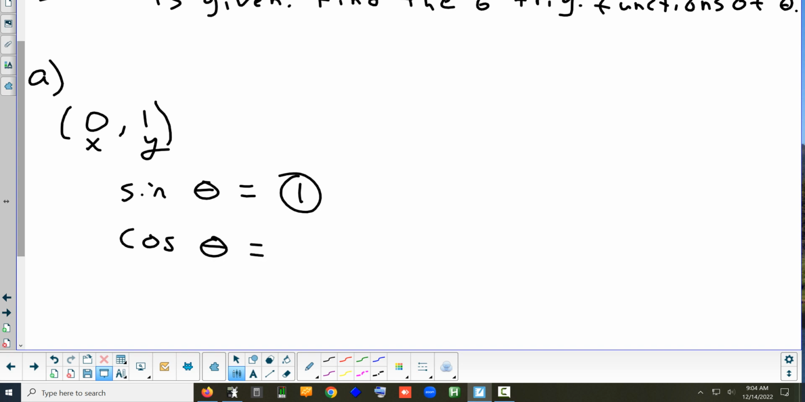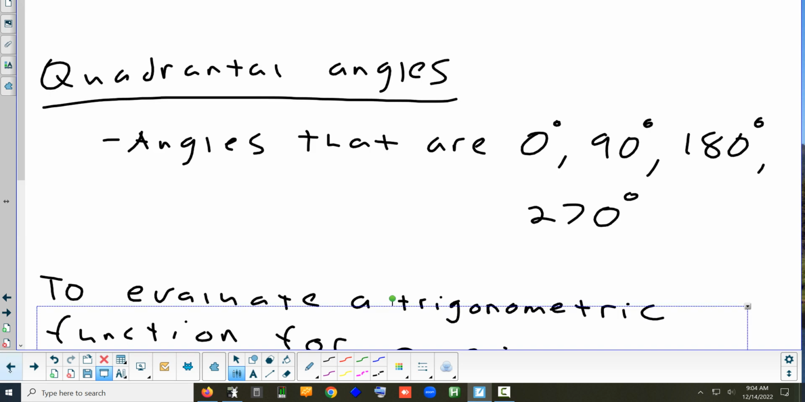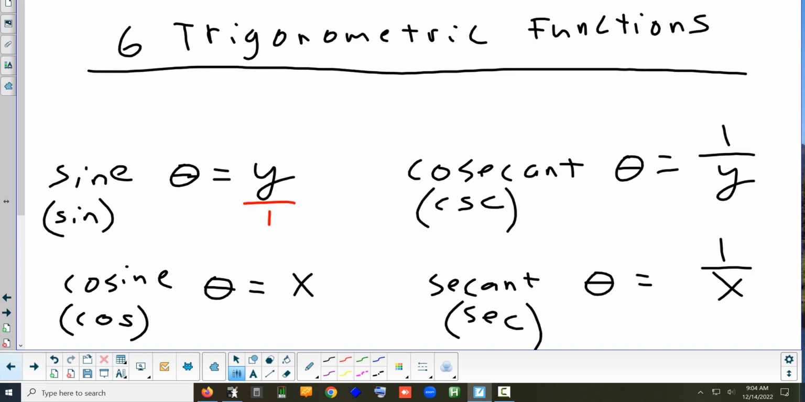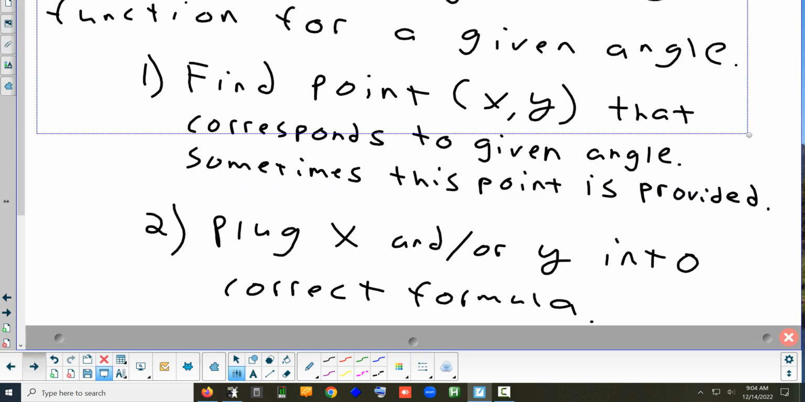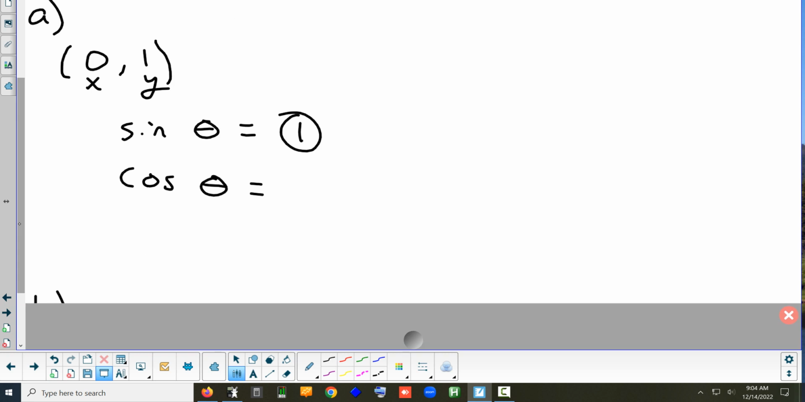Caleb, what's our formula for cosine? Cosine theta equals x. These all have the trig function in front of them, so sine, cosine. So cosine theta equals x. What is our cosine in this case? That'd be 0. Yep.